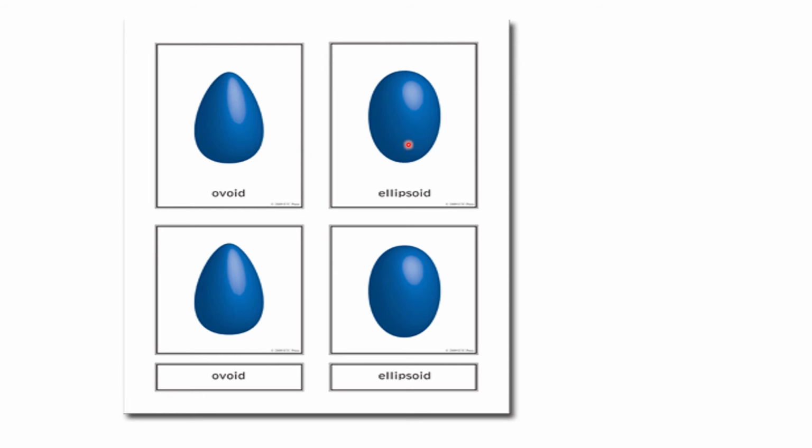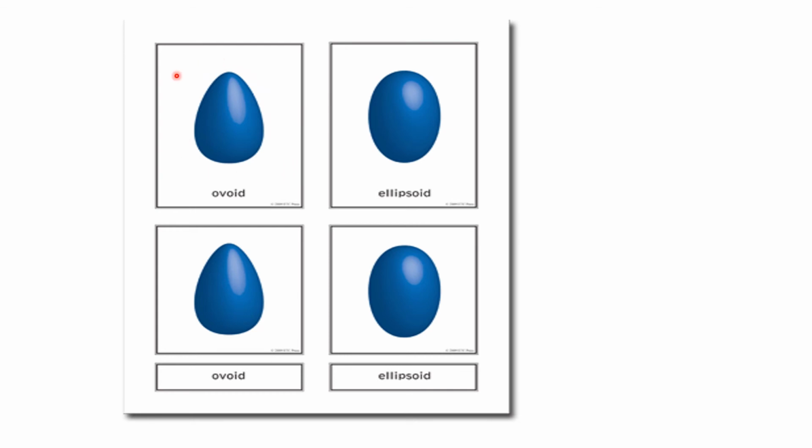Now the ovoid has a narrow top and a wide bottom. But this solid here does not have the same as the ovoid. Rather, it has equal or the same top as the bottom. This is how you can tell the differences between these two shapes. And immediately you see these solids, you call this an ovoid.